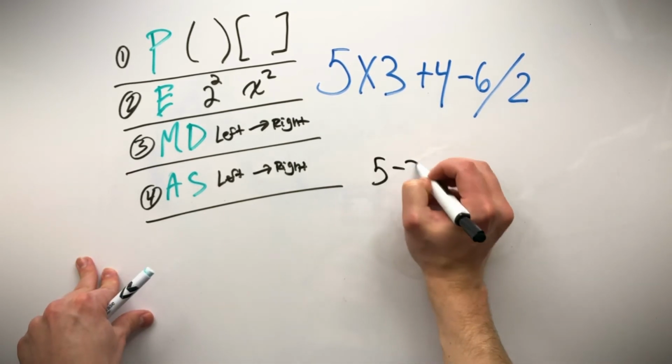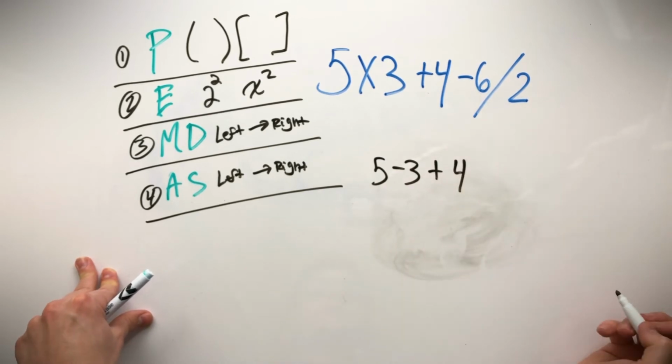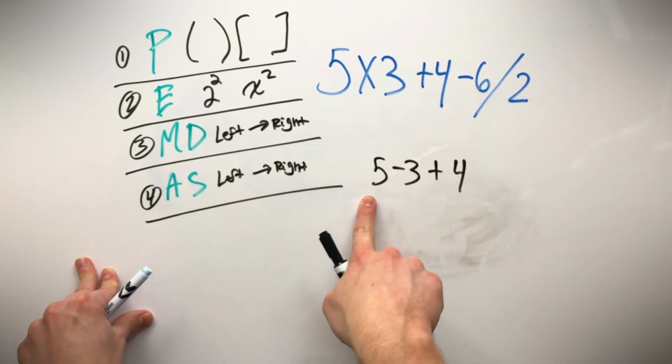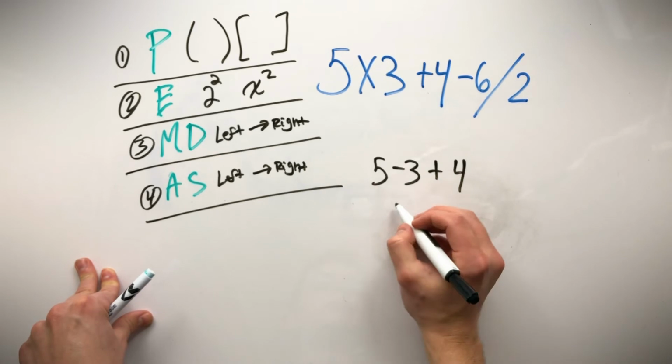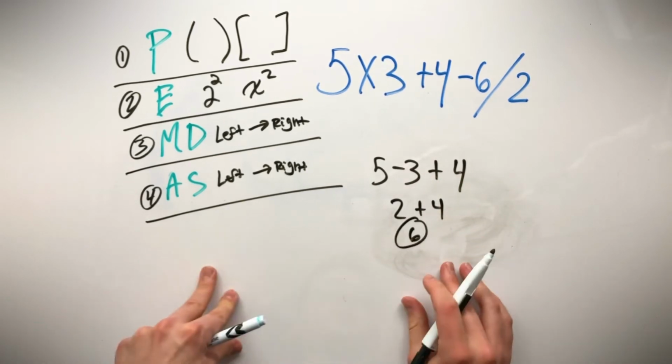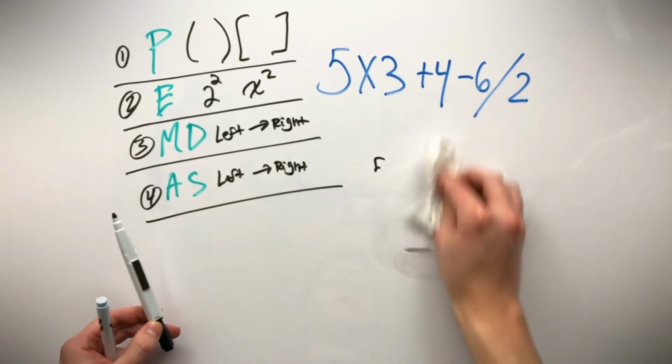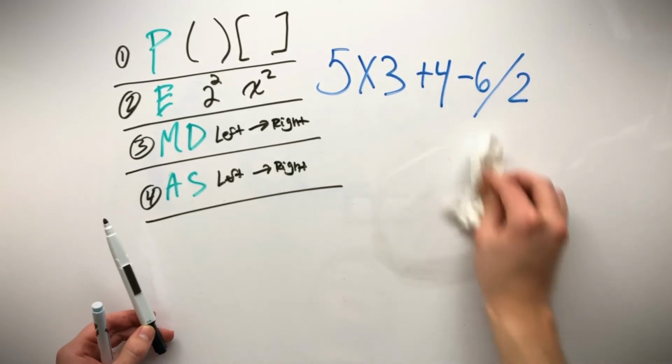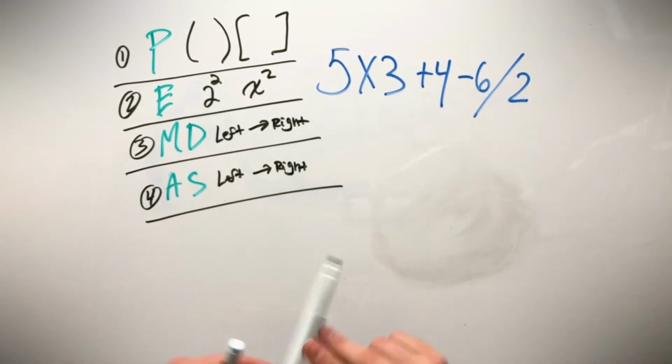Suppose I had 5 minus 3 plus 4, right? I'm going to do whatever's to the left first and work my way to the right. 5 minus 3 is 2. 2 plus 4 gives me the correct answer of 6. So that's important to keep in mind. It's a common pitfall when working with the order of operations. Let's jump back to the main problem.